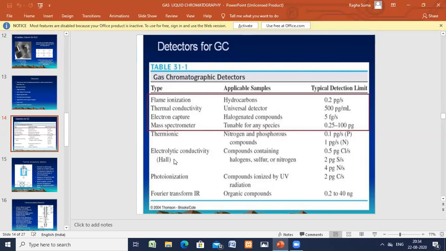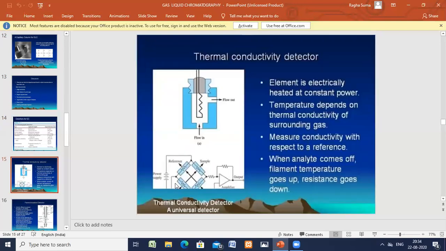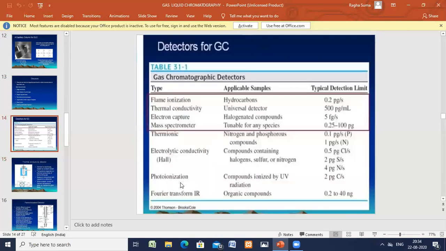Such type compounds can be detected in the electrolytic conductor. Photoionization: compounds ionized by the UV radiation can be detected in the photoionization detector. Fourier transform IR: organic compounds can be detected. Next, thermal conductivity detector. In detail, we'll see about some of the detectors.